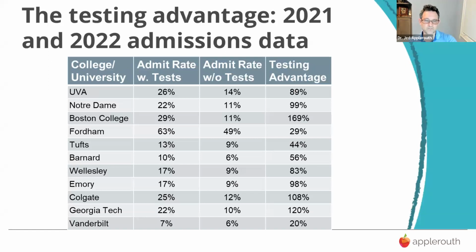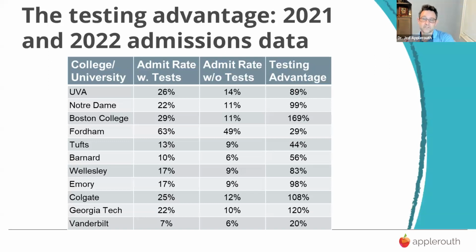At UVA, it looks like it's about a 90% pop. Kids are getting in at a much higher rate with test scores than without test scores. Same thing at Boston College, you have 29% of kids getting in with test scores versus 11% without. That's an extreme outlier, but we're seeing similar numbers at Colgate. But certain schools like Vandy, it's a much smaller pop: 7% with scores, 6% without. But certain schools seem to really privilege the test scores.